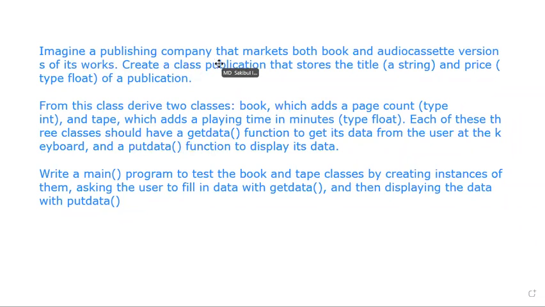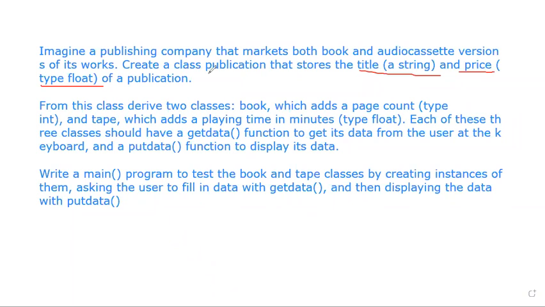Imagine a publishing company that markets both book and audio cassette versions of its work. So it's a publishing company that markets book and audio cassette versions of their work. Create a public class. Okay, so your task starts from here. You have to create a public class that stores the title. That means you have to store the title. This is the first thing you notice. Title and price, that is type float, for a publication. Okay, so you have already got it.